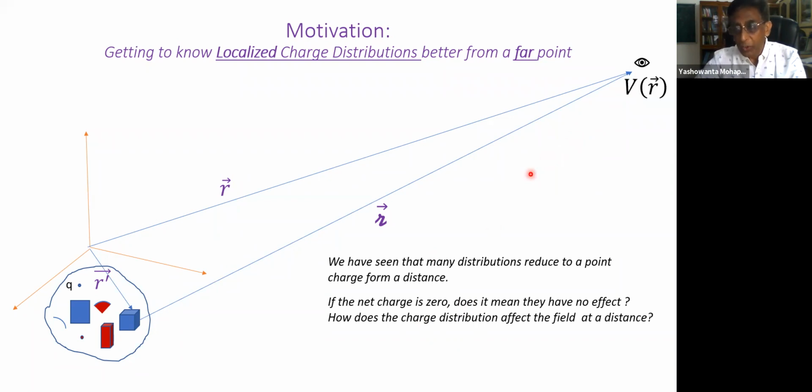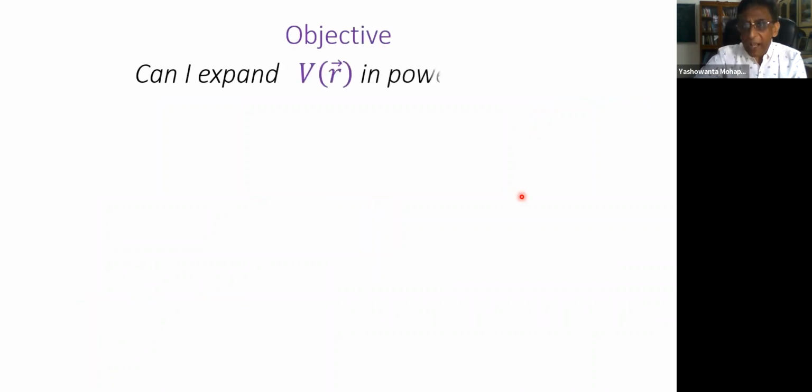All right. So how do I want to do that? Now in electrostatics, it's clear that if I know the potential at that point because of this charge distribution, then I can get to know everything about its effect on the field point. Hence if I get to know V(r) in various forms, I'll be able to use it for my purpose according to my requirement. So the objective is, can I expand V(r) in powers of 1/r? r is the distance from the origin to the field point.